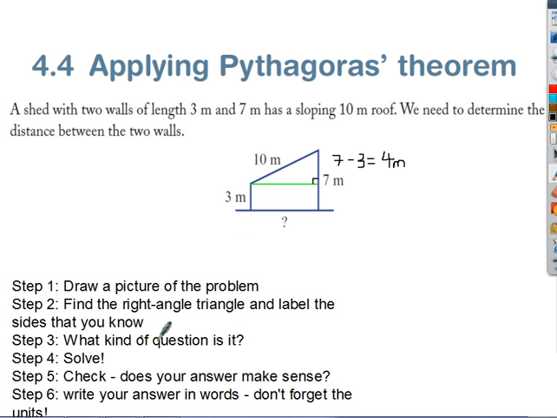What kind of question is it? Well, it's a find the short side question. So the formula I would use is a squared equals c squared minus b squared from last lesson. So if we go ahead and do that, hang on.